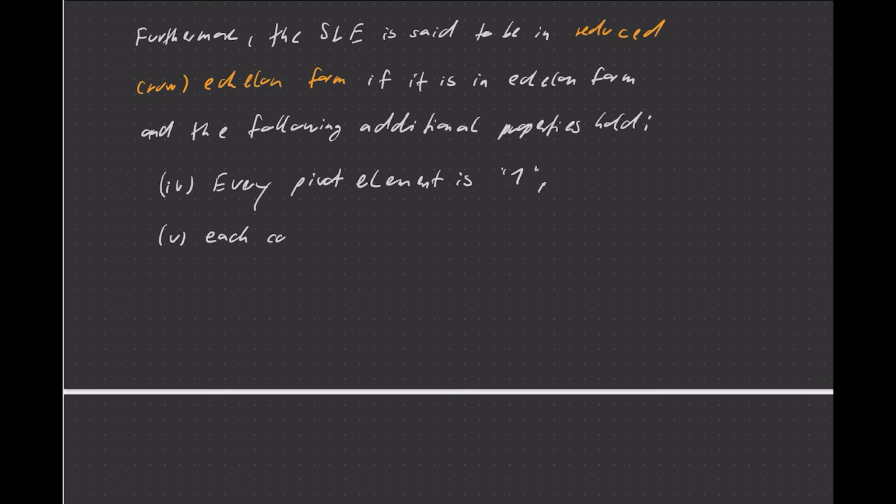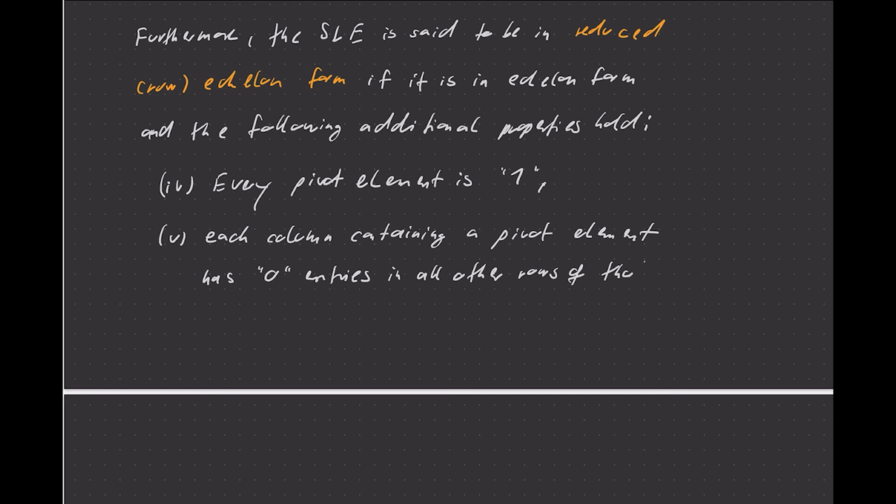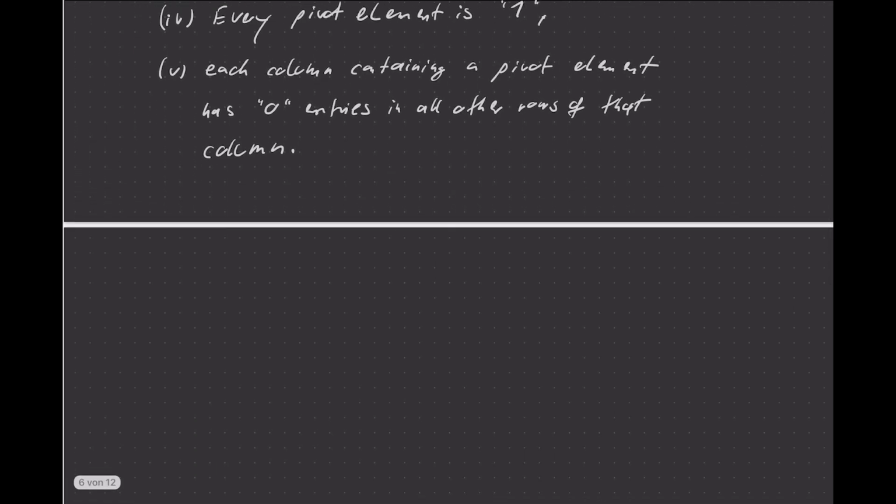So each column containing a pivot element has 0 entries in all other rows of that column. And finally, a column that contains a pivot element is also called a pivot column.